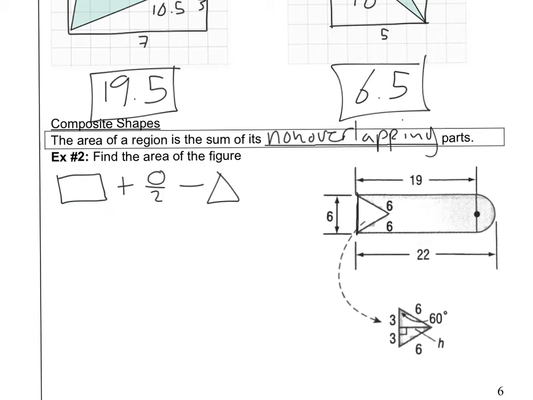So let's do the rectangle first. That's easy. It's 6 by 19. So 6 times 19.